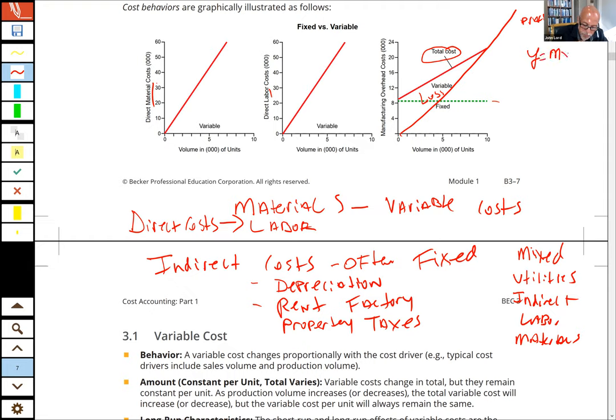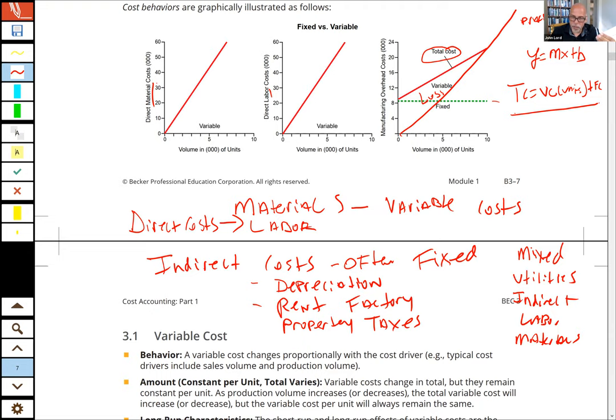Now, we're going to talk about this more later, but you could actually graph your costs by saying y equals mx plus b, or in other words, total cost equals variable cost times your units plus your fixed cost. So you can actually come up with a formula for how your total costs are going to behave.